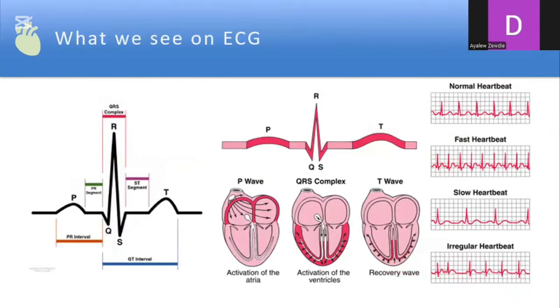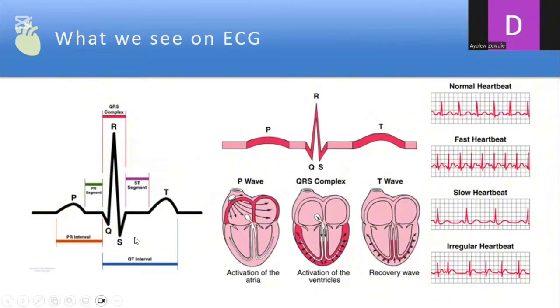So what do we see on ECG? We see three things. The first is waves, the second is segments, and the third is intervals. So what is a wave? Anything with upward or downward deflections is called a wave. Based on this, we have the P wave, the QRS complex, the T wave, and also the U wave.